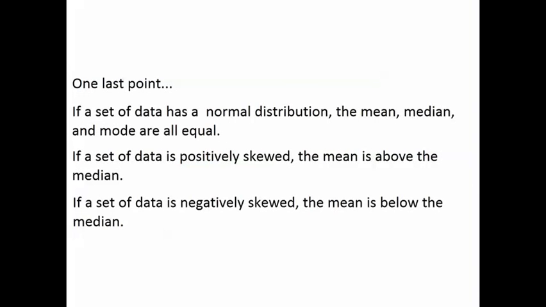So we've talked about skewness and kurtosis. One last point that we want to make at the end of this video is that if a data set has a normal distribution and it has a bell-shaped curve, the mean, median, and mode are all equal. They're all the same number. If the data is positively skewed, the mean is above the median, and if the data is negatively skewed, the mean is below the median. And I'll show you some diagrams of that.